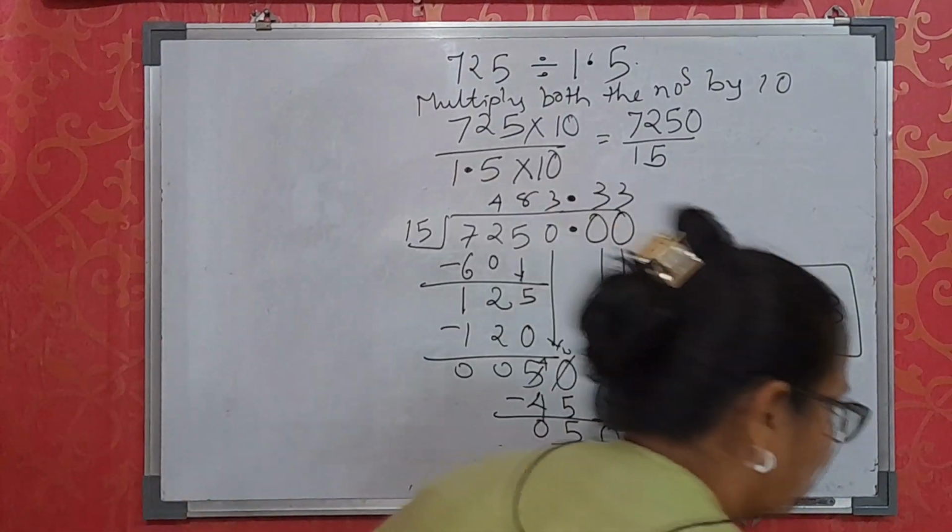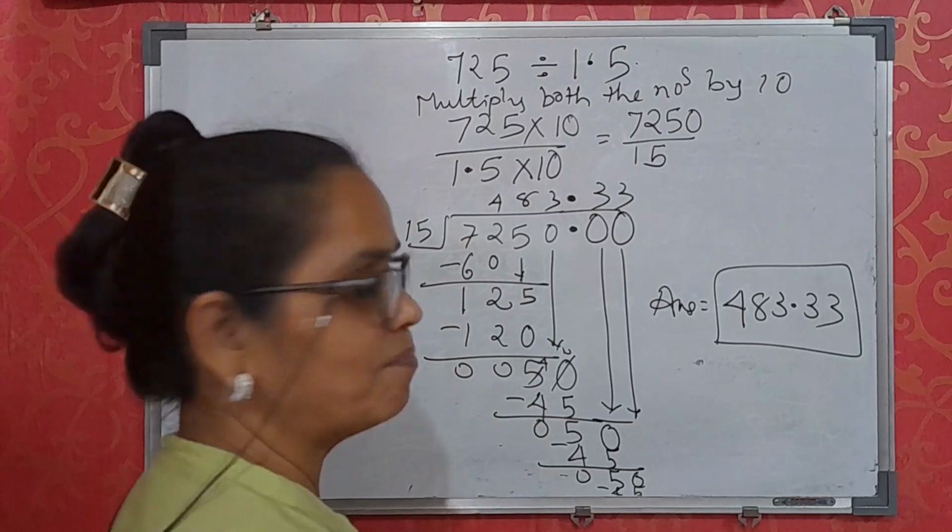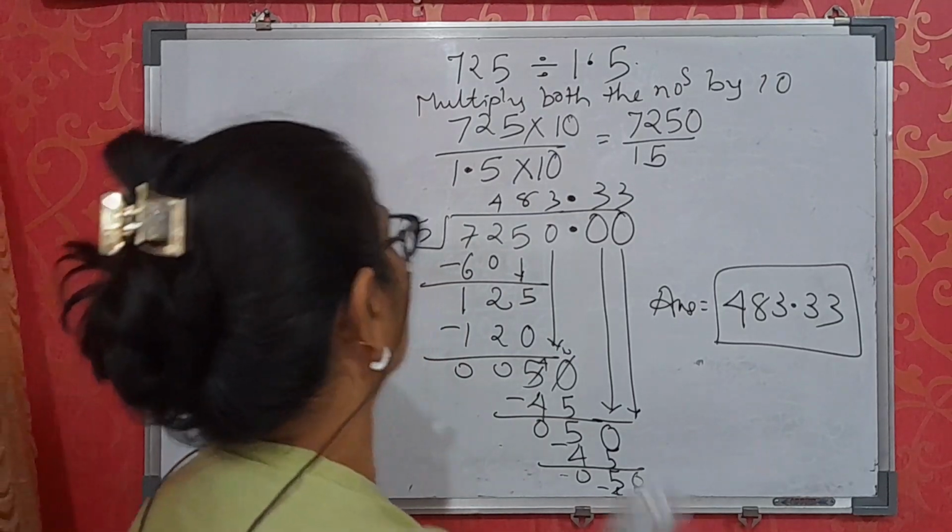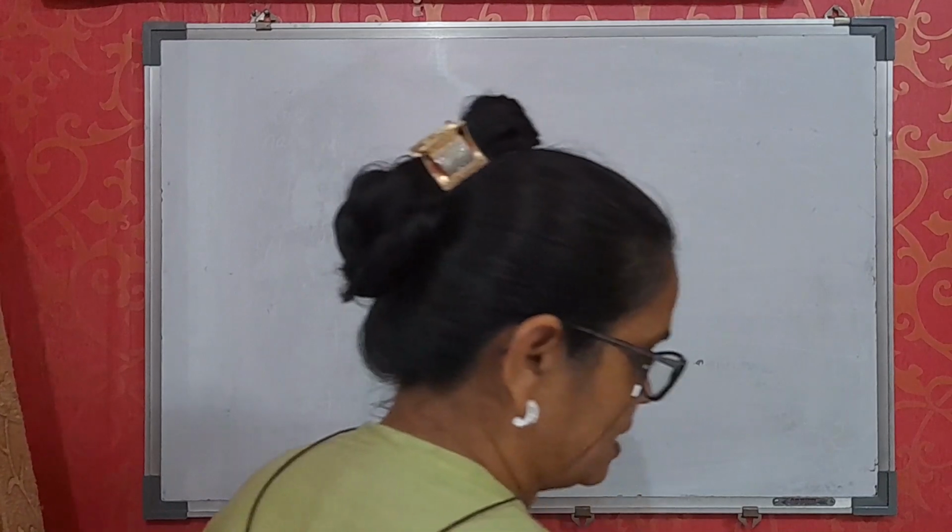Clear? I am purposely taking different examples so that it will be clear for you. Now suppose your sum is like this.